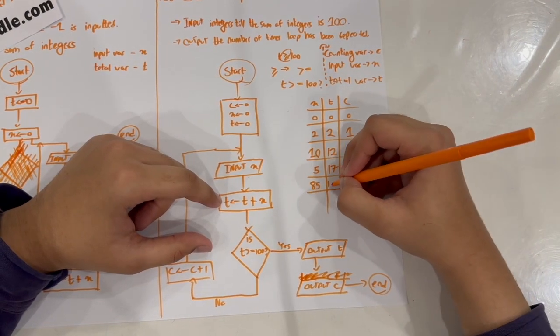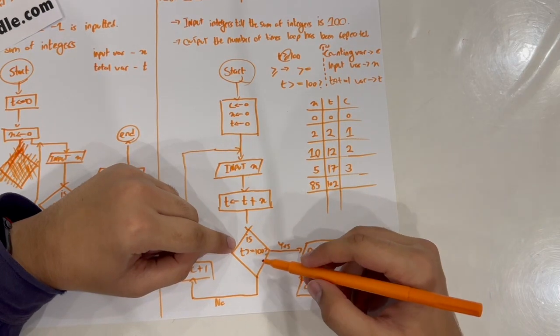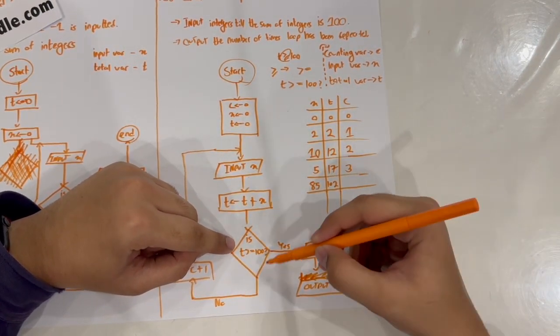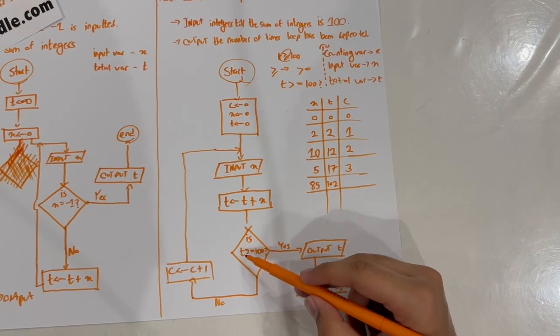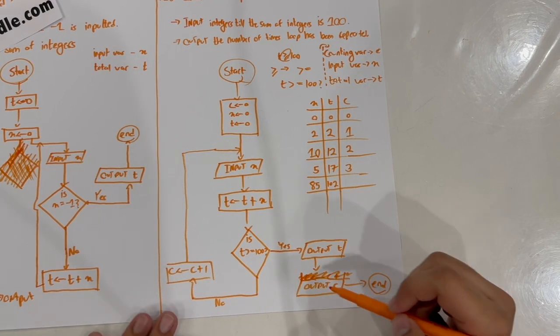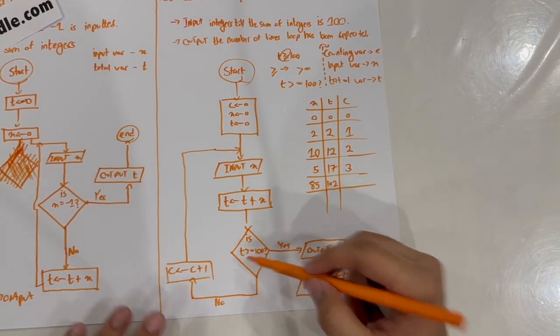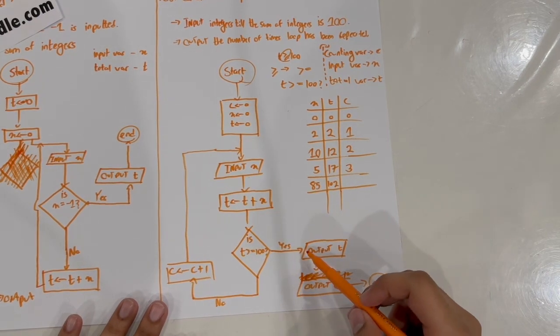now 102, and this time, is 102 greater than or equal to 100? Yes, this condition will be true now, because t is 102, and 102 is greater than or equal to 100. If t was exactly 100, it would have meant the same thing. Then it's going to go through the yes part.